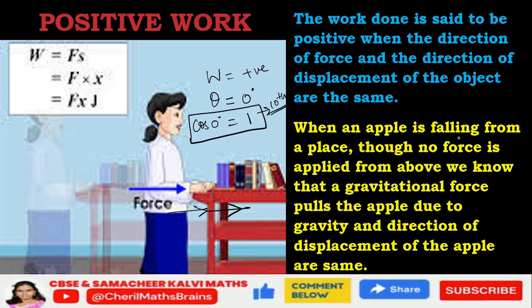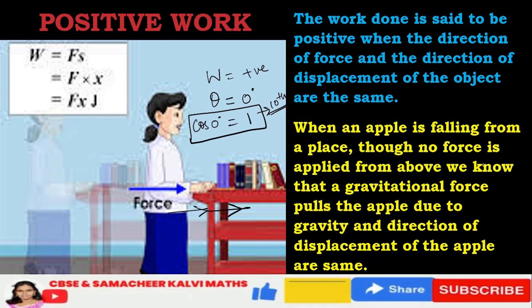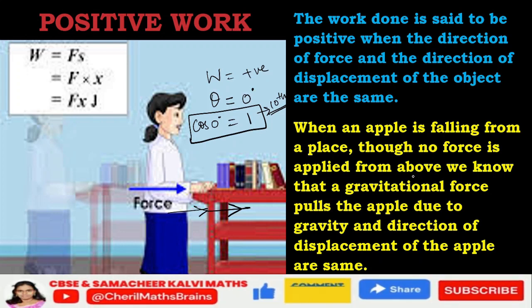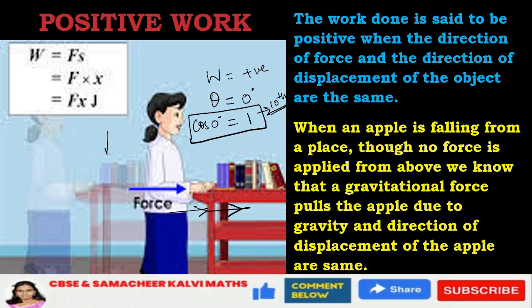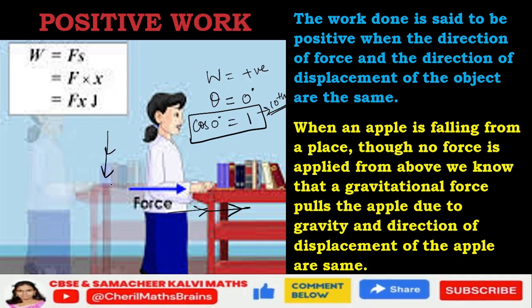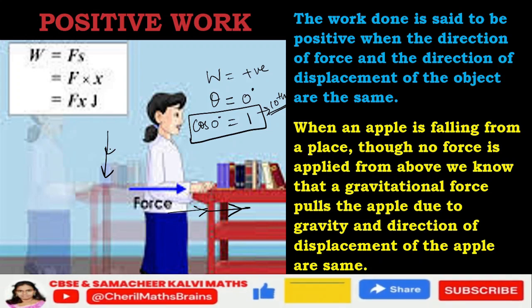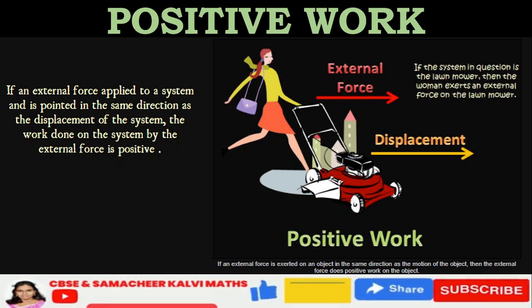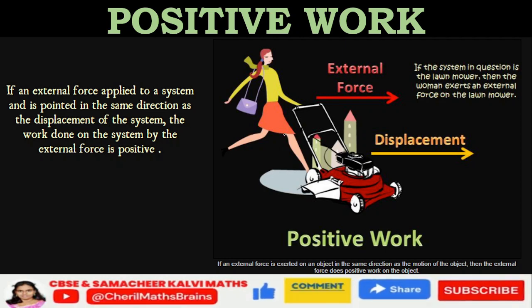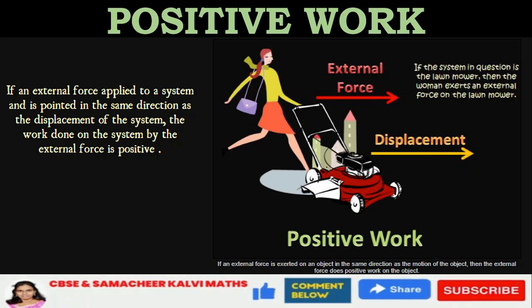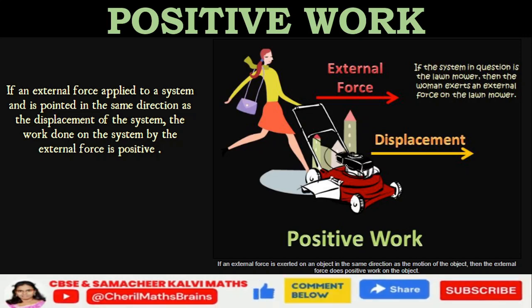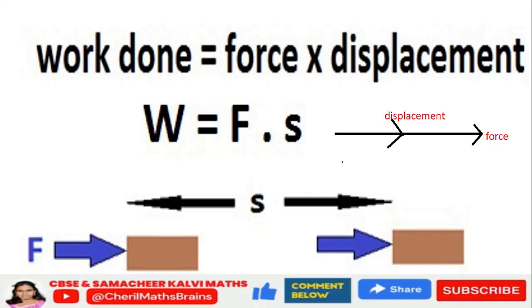Okay, so when an apple is falling from a place, though no force is applied, like from a tree you can take, in that case you see that the apple is falling down, and the gravitational force is also down. In that case you can say that the work done is going to be positive. So these are all other examples. You try to push it and you are also giving the force in the same direction. The displacement is also in the same direction. So this is all about your positive work.